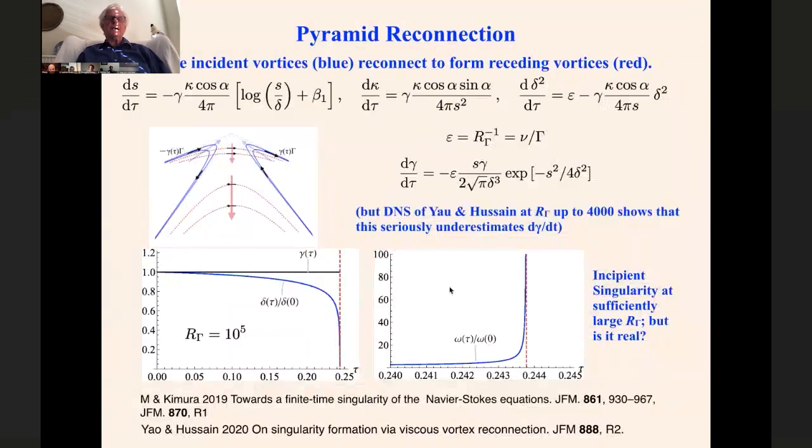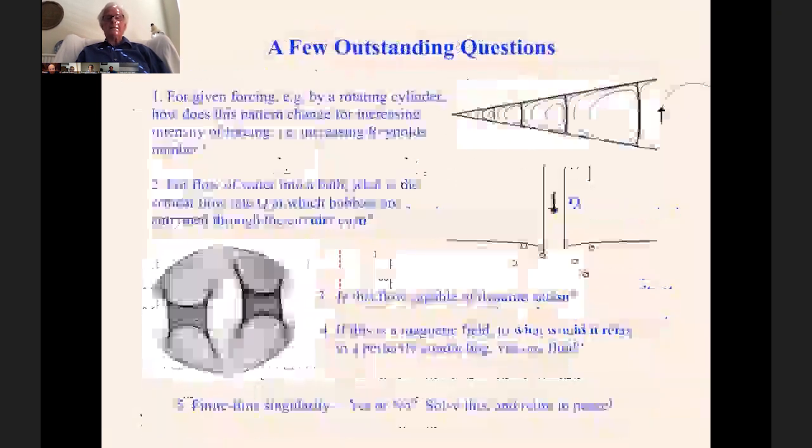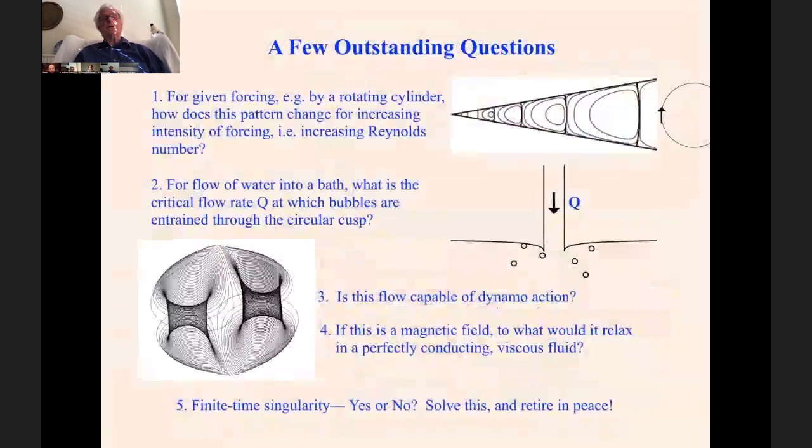The problem is that DNS will not get you to sufficiently high R gamma, and really we want to be in the asymptotic regime where R gamma goes to infinity before we can know whether a singularity really occurs or not. Well, a few outstanding questions.